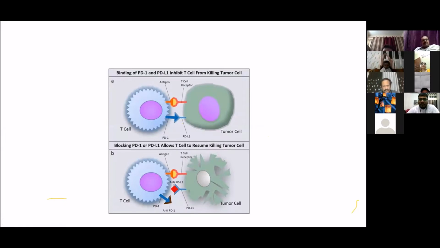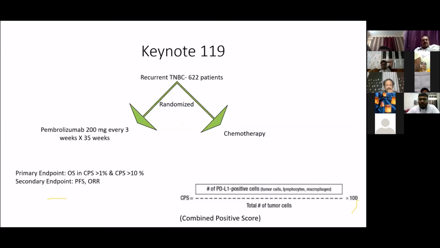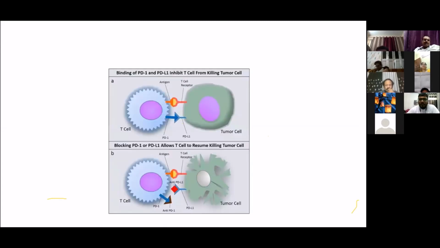This is another checkpoint, so that this interaction does not take place, so that the T cell is able to kill the tumor cell. For this, Professor Honjo from Japan shared the Nobel Prize with Dr. Paul Allison for the discovery of PD1 and PDL1. So this was the mechanism of how it works.